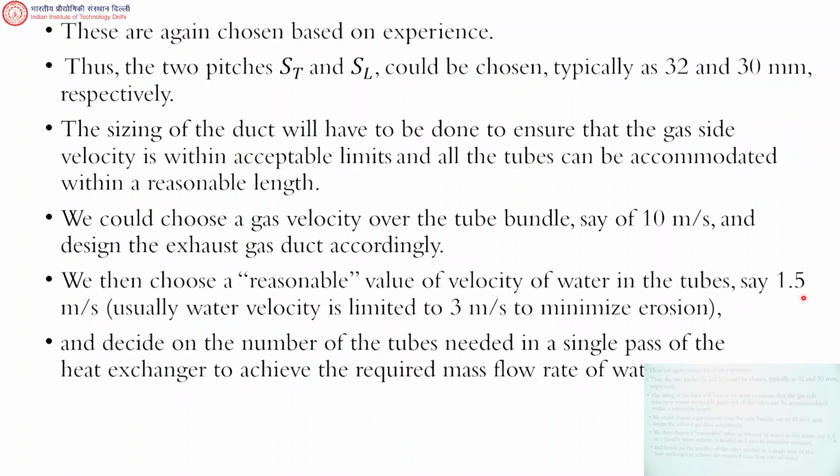And we also have to decide on the number of tubes that are needed in a single pass of the heat exchanger to achieve the required mass flow rate of water. Okay, so water is flowing and this is gas flowing. So the water flow has to be divided into a sufficient number of tubes, and all the tubes together should be able to give you this kind of velocity in the tube. So again, we don't want the water velocity too low. We don't want the water velocity too high because that can cause erosion.